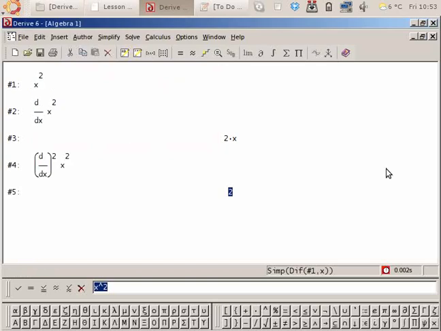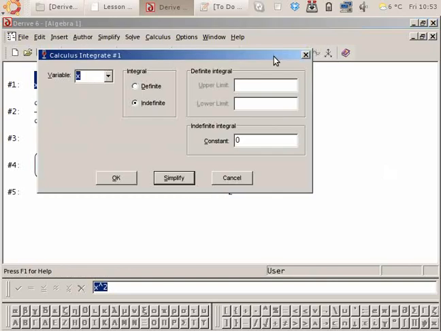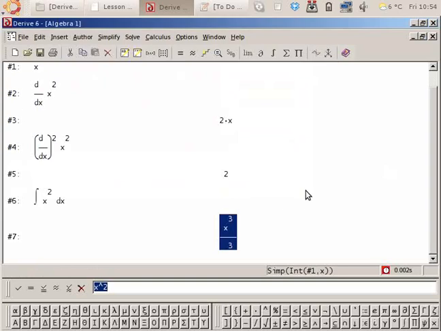And finally, integration. So we'll do 2 types of integration. One without limits and one with limits. So again, we'll click x squared and then click the integrate symbol and then click simplify. So what should the answer be? x cubed over 3. There it is. Did you get x cubed over 3?